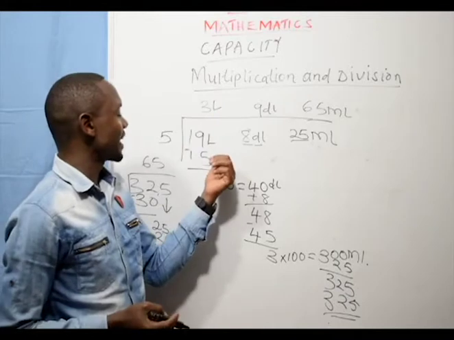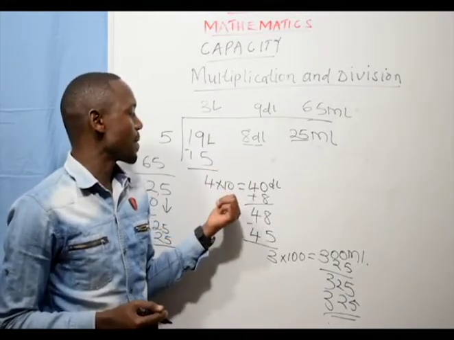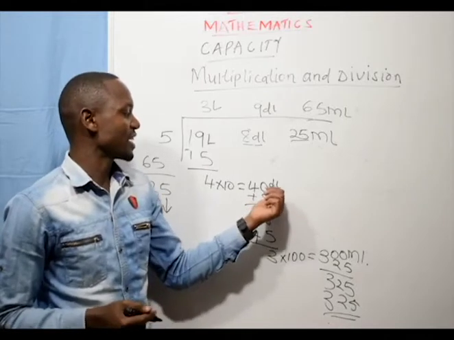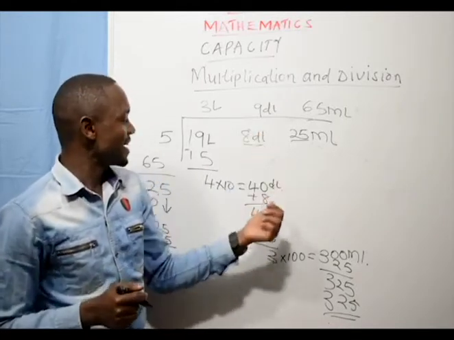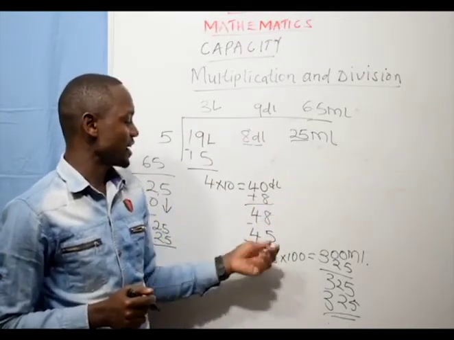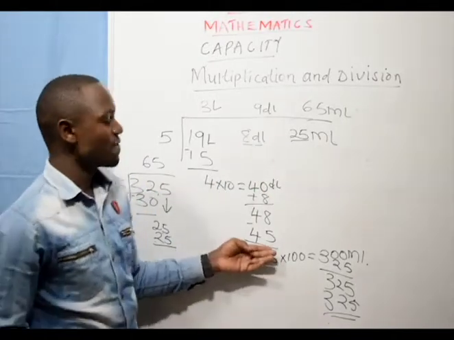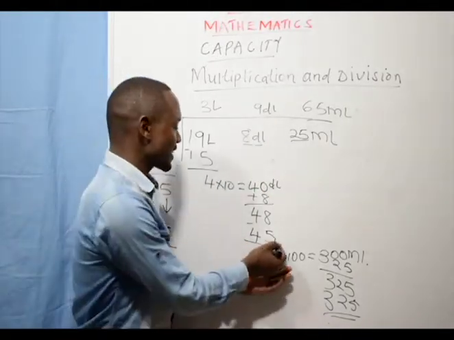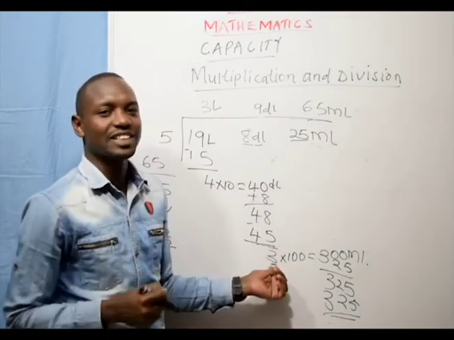Start from the liters side. Any number that remains, convert it to deciliters, multiply by 10 to convert to deciliters. After converting, remember to add this 8 here. Then after adding 8, you work out now 48 divided by 5, you get 9 times. You find that it will go 9 times because of 45. Subtract from 48, you get 3. So these are 3 deciliters.